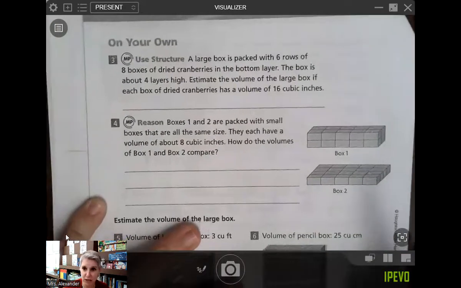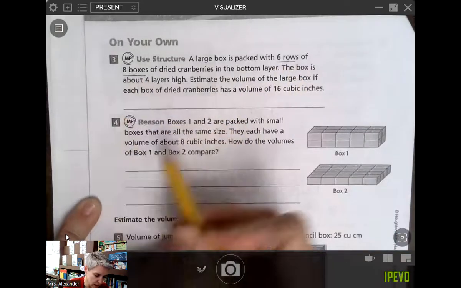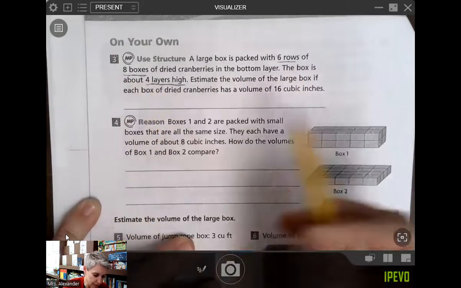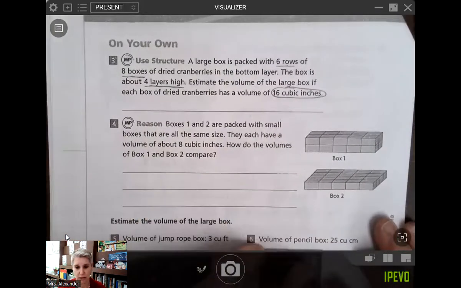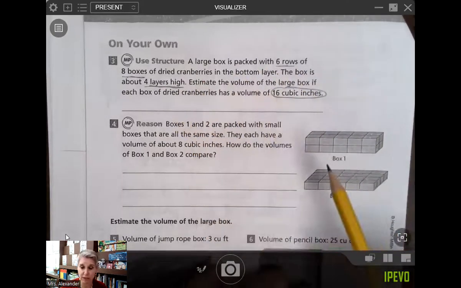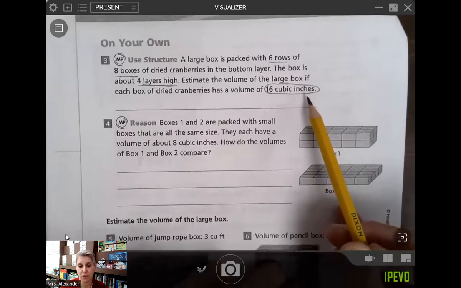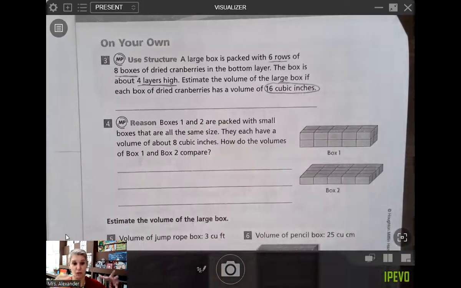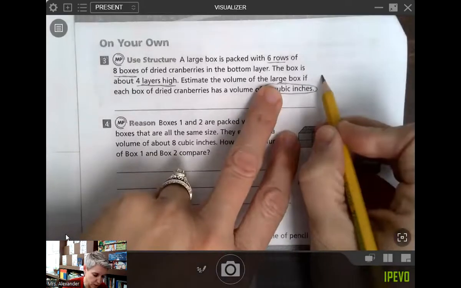So we have a lot of information here. We know how many rows and how many boxes, and then we know how many layers high, and then each box is 16 cubic inches. So like we were doing in class, we're going to find how many boxes of dried cranberries first, and then we're going to find the volume of those cranberries if we were going to put all of those boxes into a bigger box, right? So six rows.